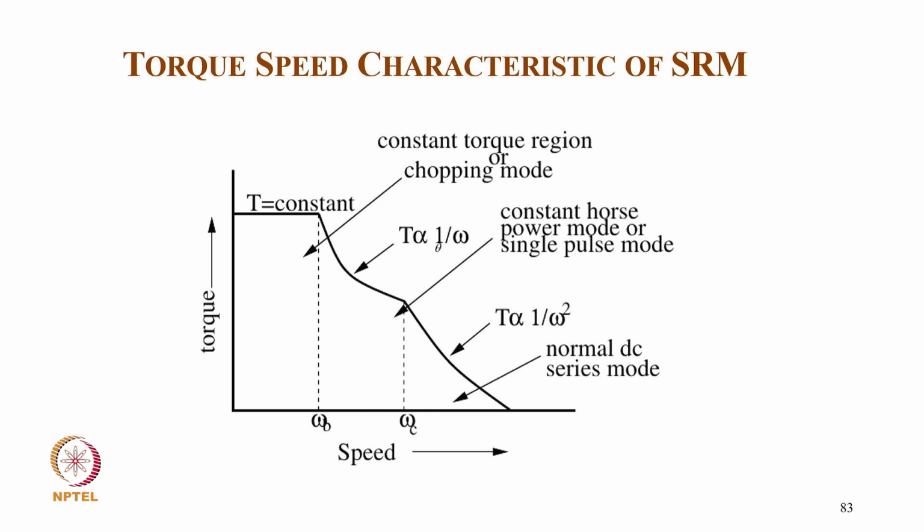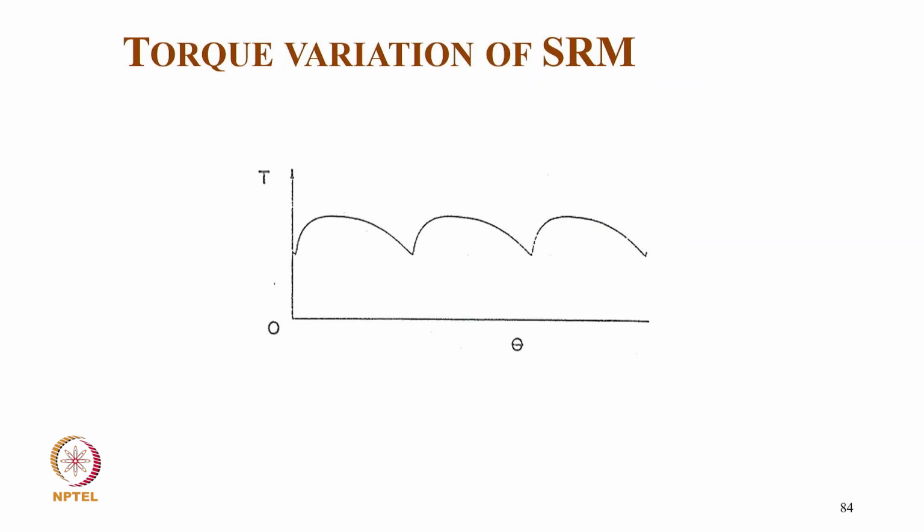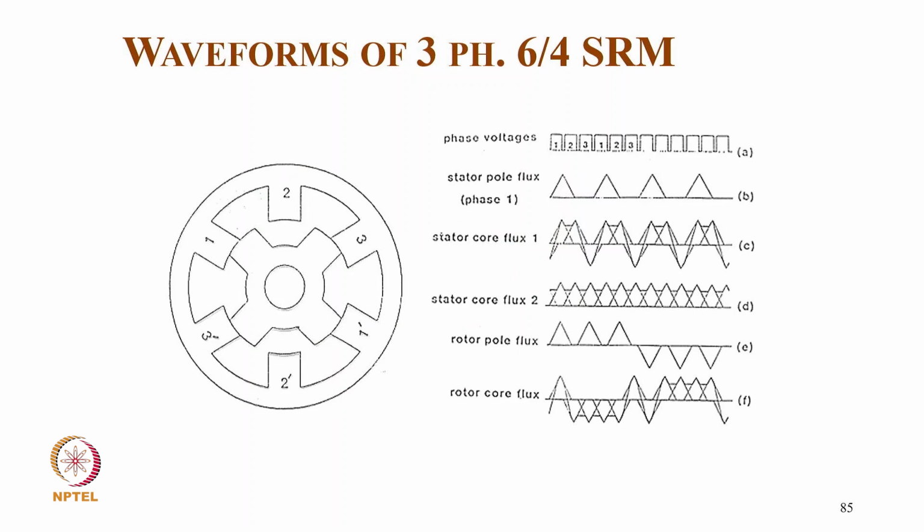And this is the torque speed characteristic. At low speed we operate in constant torque, and at high speed we operate in constant power mode, where torque is inversely proportional to speed. Then at very high speed, in the series mode, torque is proportional to 1 upon omega square. And this is typically the torque variation. Because of saturation you have a variation, as well as during the commutation you also have variation. So ripple is there in the torque.